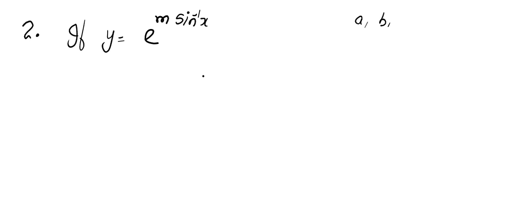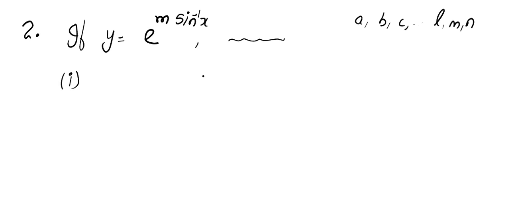Okay, now let's try one more question. Please write the second question. If y is equal to e to the power m sin inverse x. I'll repeat once more. Normally, the letters A, B, C up to L, M, N will be treated as constants unless otherwise specified. Okay, so if y is given by this, then prove that.